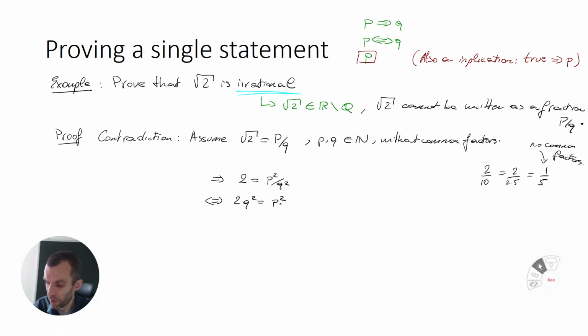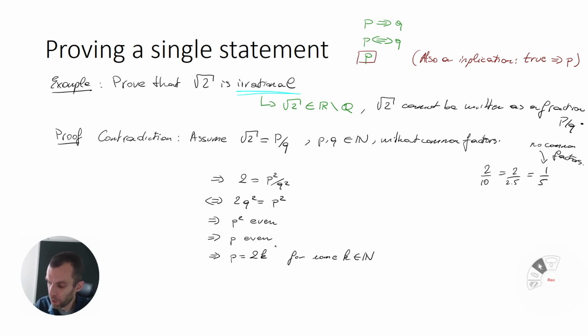So now this tells us that p squared is even, because we've just written it as 2 times something else, some other natural number. That implies that p squared is even. And now p squared being even, that implies that p is even, and that is because we have already proven that on one of the previous slides. And now p being even means that we can write p as 2 times k for some k.